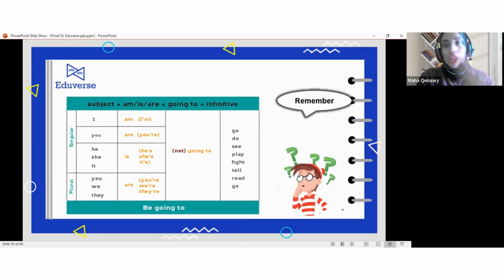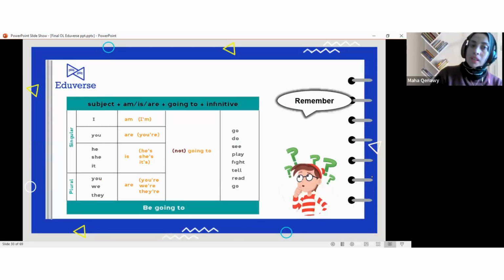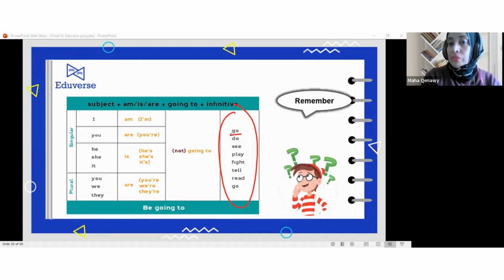If I cannot see clouds, I say, maybe it will rain. I think it will rain in case I'm not sure. But if I'm quite sure with some evidence, use going to. Here are the forms. I am going to, you are going to, he, she, it is going to, you, we, they are, or are not going to, if you don't have the intention. After it, you have to bring the infinitive to do, to go, to say, to tell, to read, without s, without ing, without ed, without any addition.